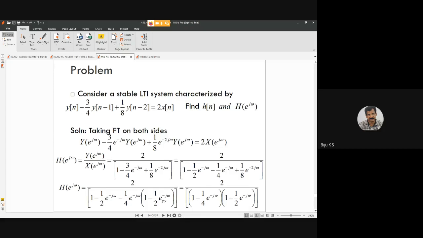So from this, you can take the magnitude response. Similarly, you can calculate the phase response. Phase is the angle of H of e raised to j omega. So it is tan inverse, the real part minus the imaginary part.